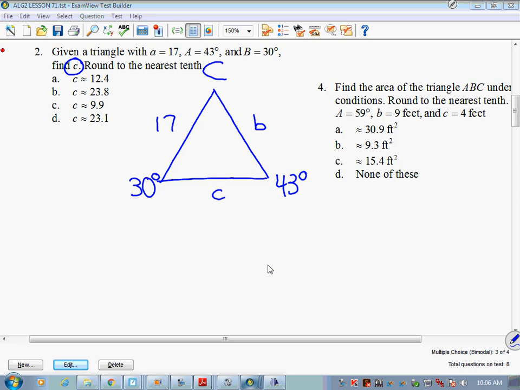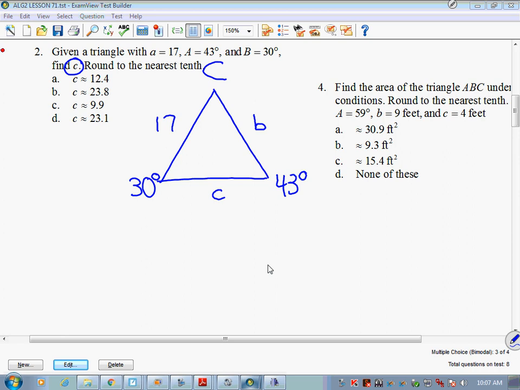No. We can actually find angle C a lot easier. No, this isn't a right triangle. You guys are making this way too complicated. How can I find angle C? Add 30 and 43 and then do what with that? Not divide it by. Subtract it from 180 degrees.